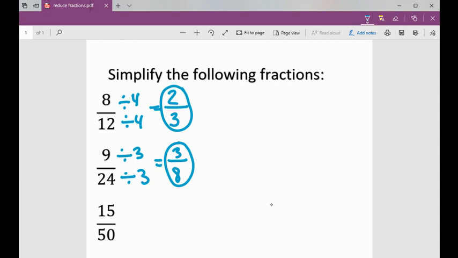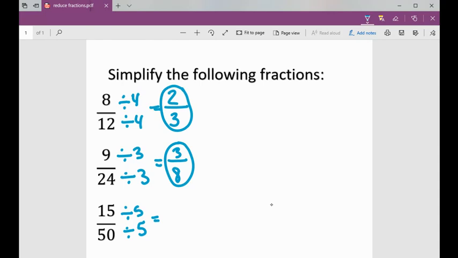Lastly, we have 15 over 50. I notice I've got an odd number and an even number, so I can't divide by 2. 3 won't work, neither will 4. But I do notice that it ends in a 5 and a 0. Anytime a number ends in 5 or 0, it's divisible by 5. So I'm going to go ahead and divide both the numerator and denominator by 5.